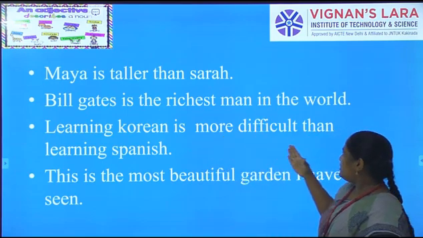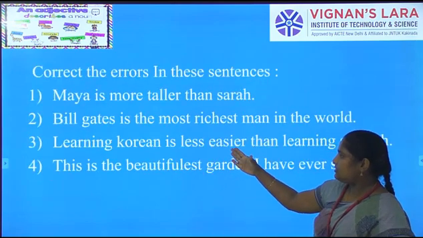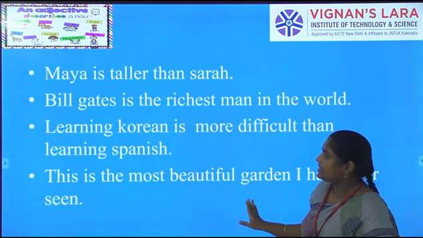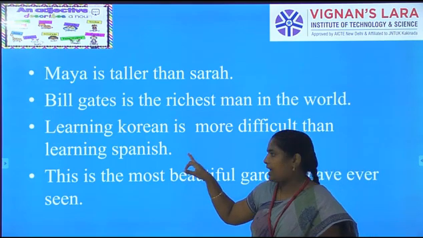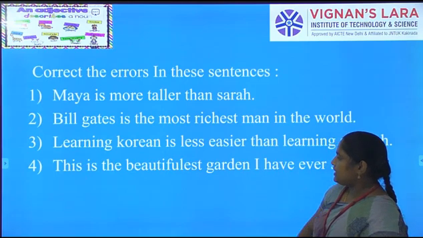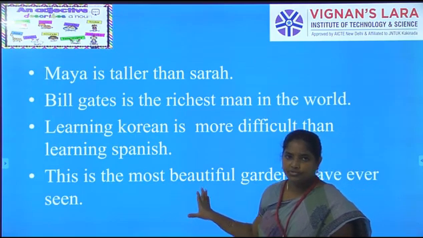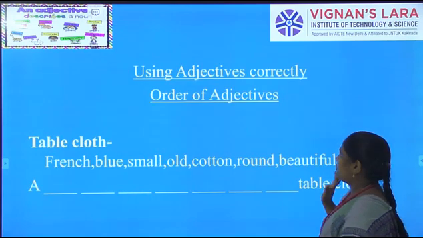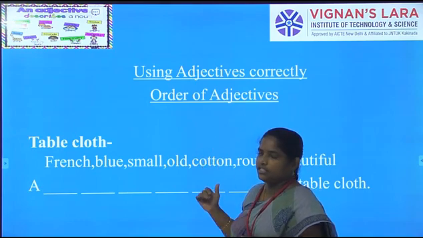Learning Korean is less easier than learning Spanish: this one is not right. Learning Korean is more difficult than learning Spanish. This is the most beautiful garden I have ever seen. Most beautiful, more beautiful. That is using adjectives correctly.